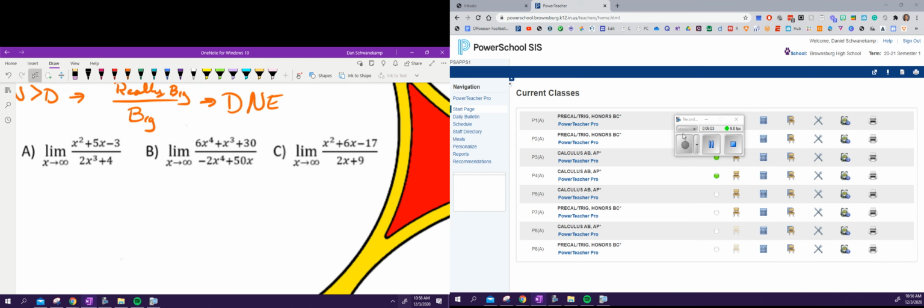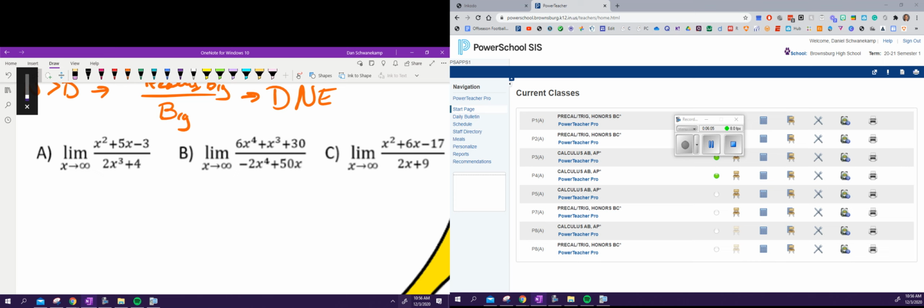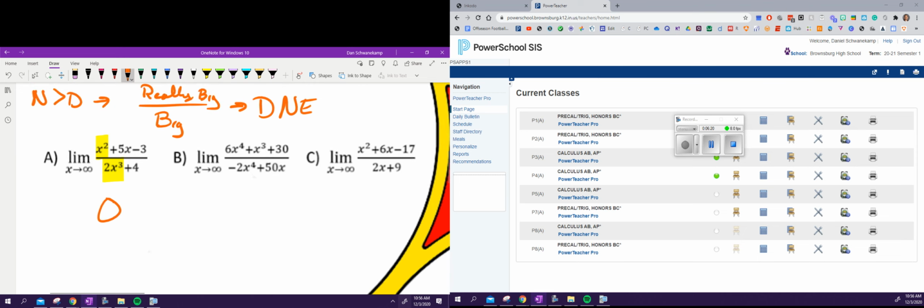Here we go. Let's do it. Letter A. Again, these are polynomials, so these are the easier version of this. Looking at that first one, Jacob, where is it bigger, on top or bottom? On bottom. It's x squared on top, it's x cubed on bottom. So if it's bigger on bottom, what's your limit going to be? It is 0. It's bigger on bottom, so it's going to get me 0.